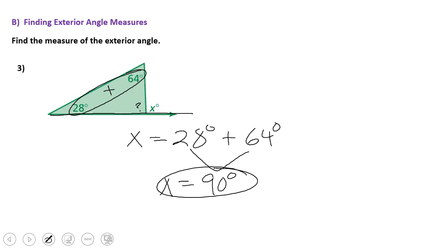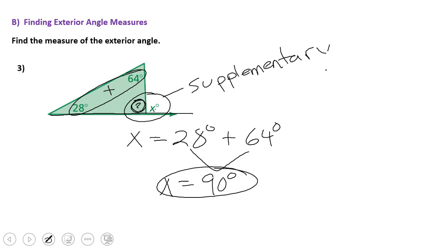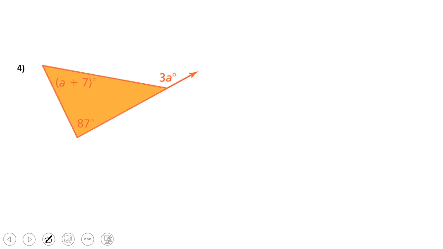By the way, when we extend a side length of a triangle and show this exterior angle X, what is the relationship between X and this interior angle that I put a question mark on? What is always going to be the relationship between the exterior angle and the interior angle of a triangle? That's right, they're always going to be supplementary. They will always equal 180 degrees. Always. Let's do our next example.